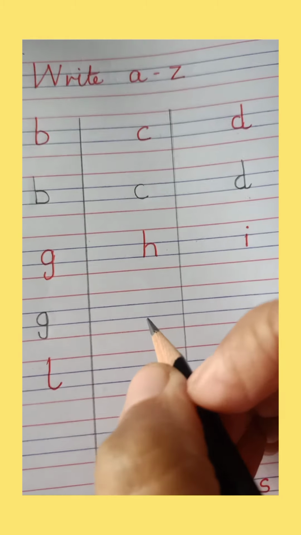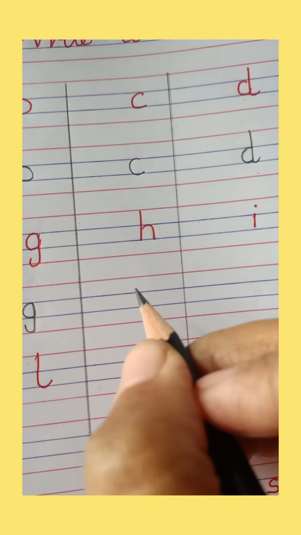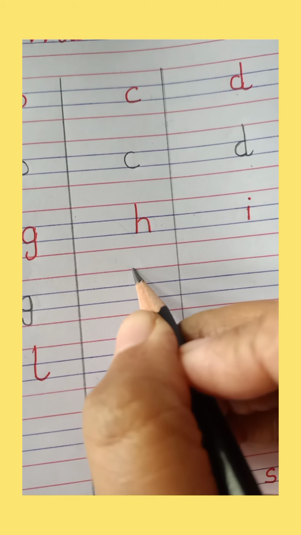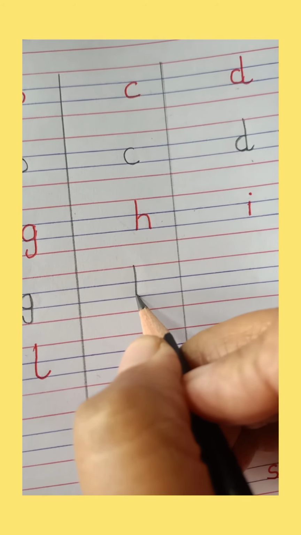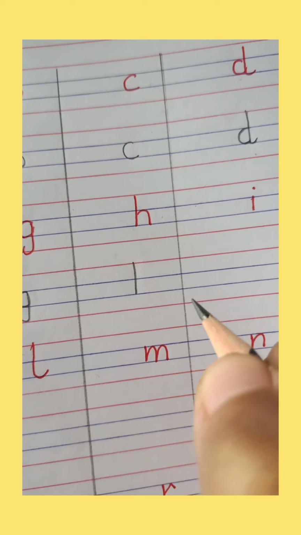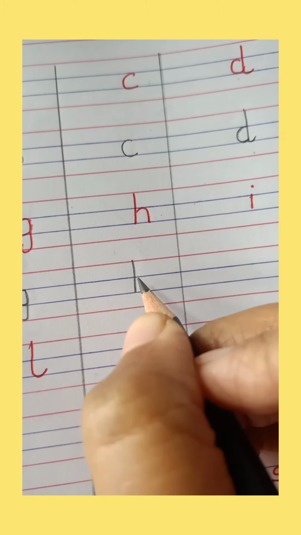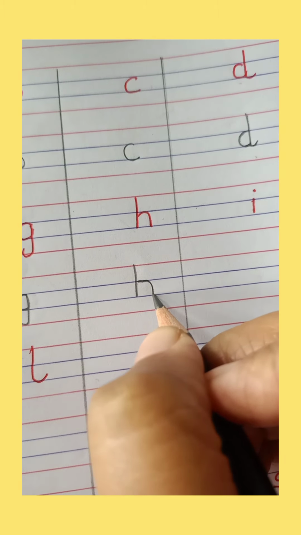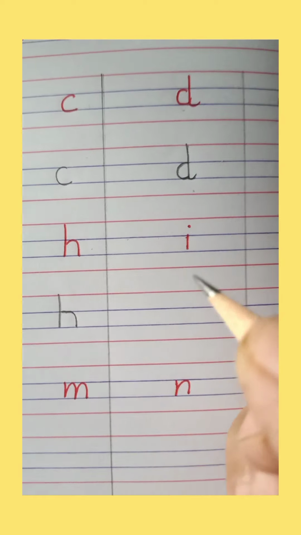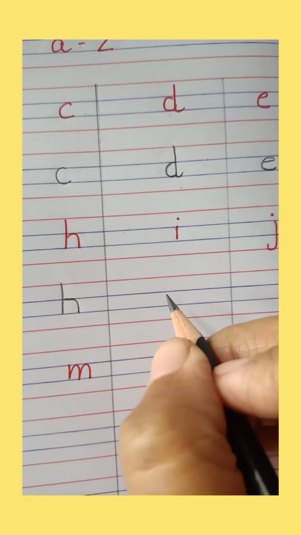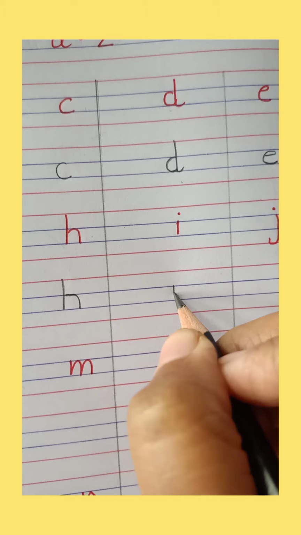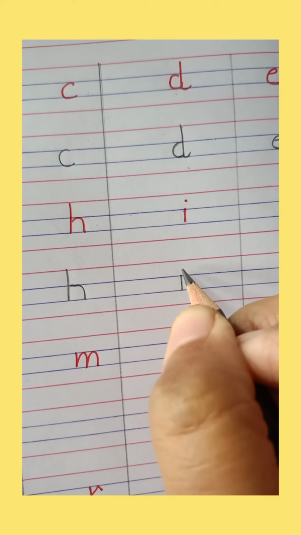Come to the next letter, small h. Then we'll start from top red line, come down till the blue line. ठीक है, नीचे वाली blue line तक. And then we'll do like this, small h. Small i will make between the two blue lines. Like this, and we'll put a dot.